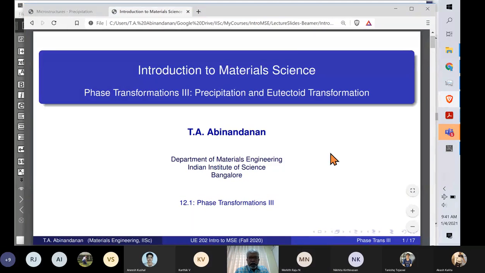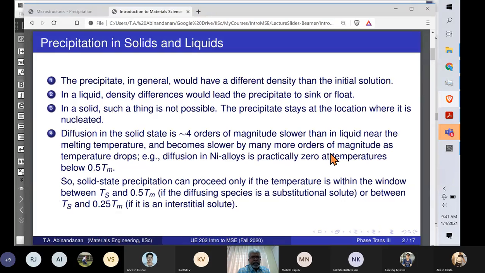Great. So let me just quickly run through them, and in between I will also switch to another presentation just to show you the kinds of microstructures. So we'll start with precipitation. And just one slide, just to conclude everything that we said in the previous class. So the main point that I want to make is this: precipitation in liquids and solids.